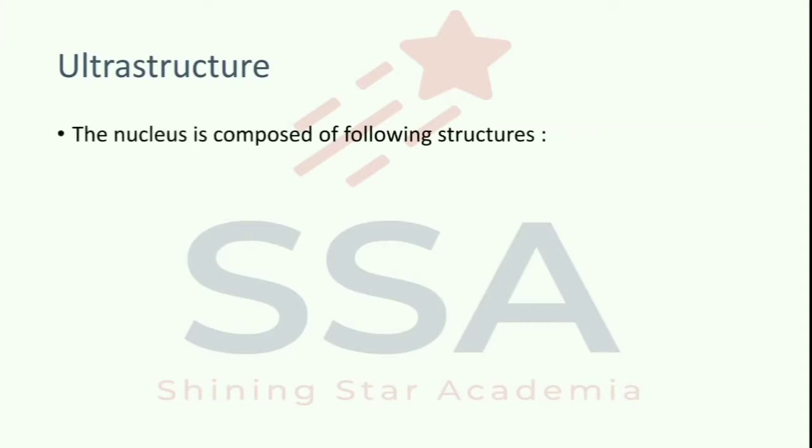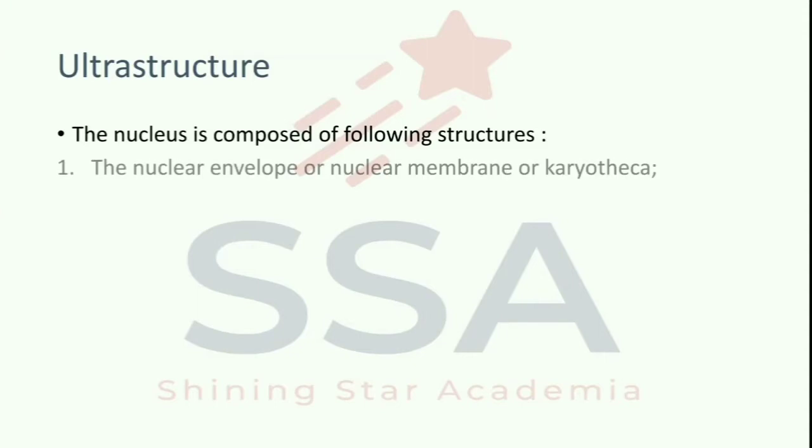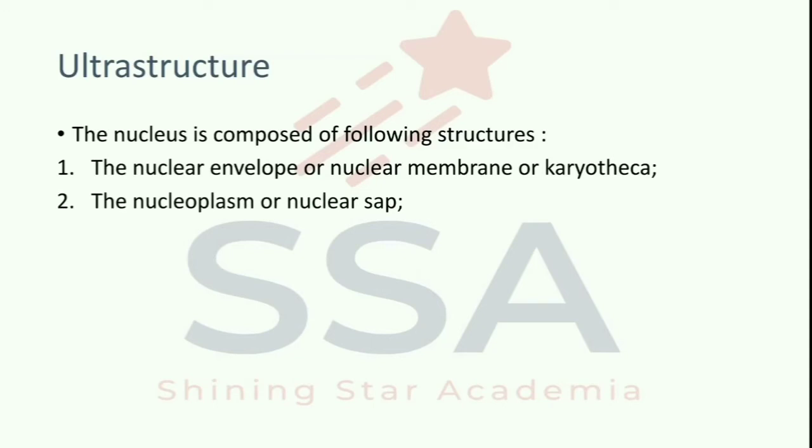The nucleus is composed of the following structures: the nuclear envelope or nuclear membrane or karyotheca, which separates nucleoplasm from cytoplasm. Second is the nucleoplasm or nuclear sap. The space between the nuclear envelope and nucleolus is known as nucleoplasm. Third is the chromatin fibers, and fourth is the nucleolus.